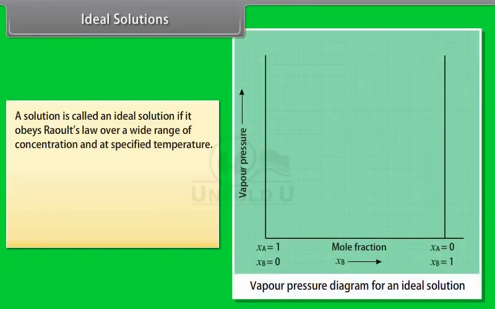A solution is called an ideal solution if it obeys Raoult's law over a wide range of concentration and at specified temperature.